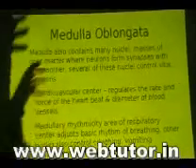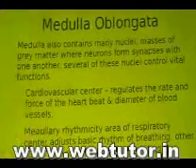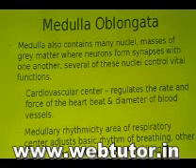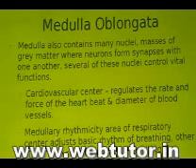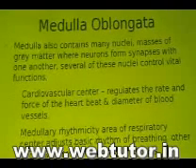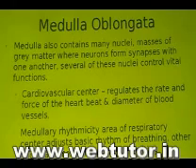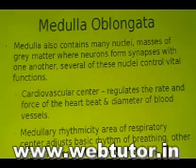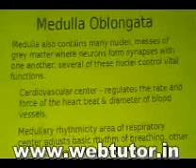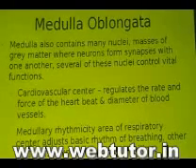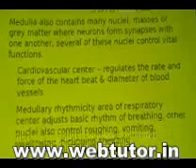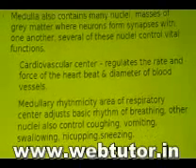Apart from the tracts, those axon tracts which we saw, the medulla oblongata also contains many nuclei. What are nuclei? They are masses of grey matter where neurons form synapses with one another. Several of these nuclei control vital functions. In medulla oblongata you have your cardiovascular center, which regulates the rate and force of your heartbeat and the diameter of vessels. Both are interrelated.